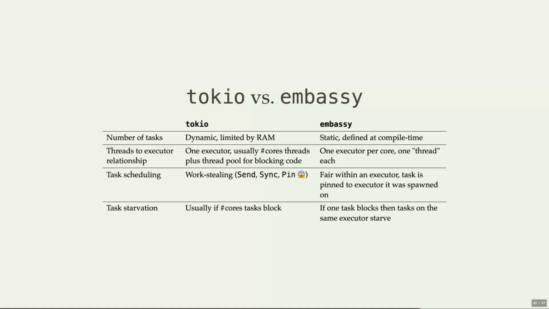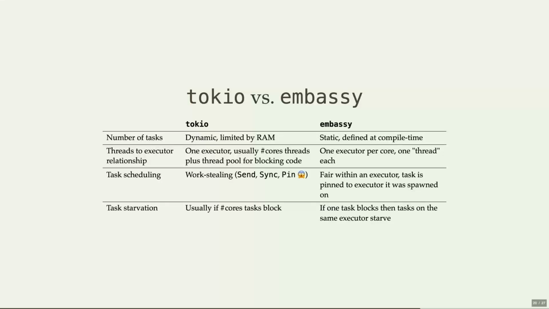Then, the last thing to talk about is task starvation. So first of all, what does that mean? We already talked about blocking a bit. If you block the executor and stop it from doing its work, then it won't be able to switch tasks. And if it isn't able to switch tasks, then the tasks that are not currently running will never get a chance to run. So if they don't have a chance to run ever, we call them starving. In Tokio, this happens usually if you block all threads. So usually if you have as many blocking tasks as you have cores.